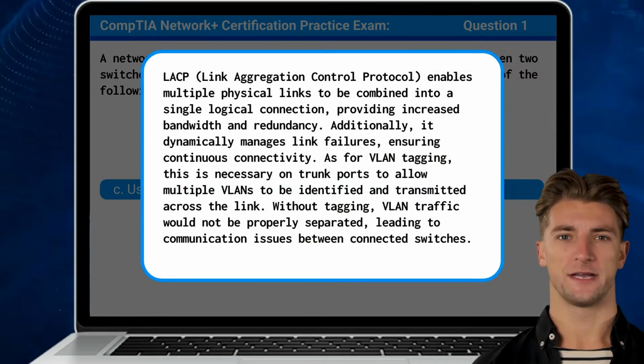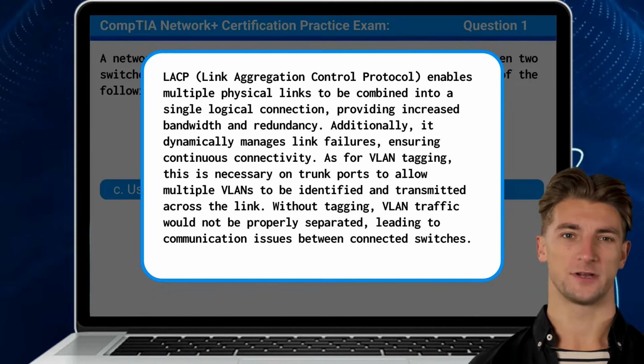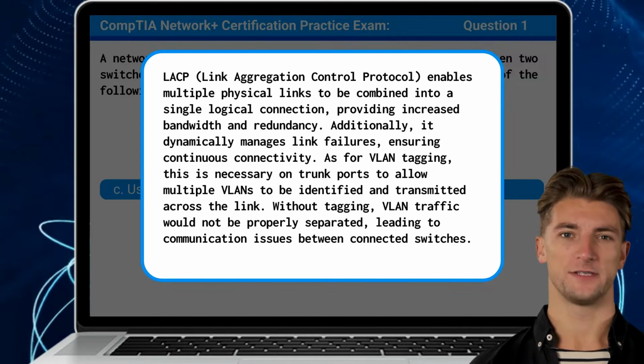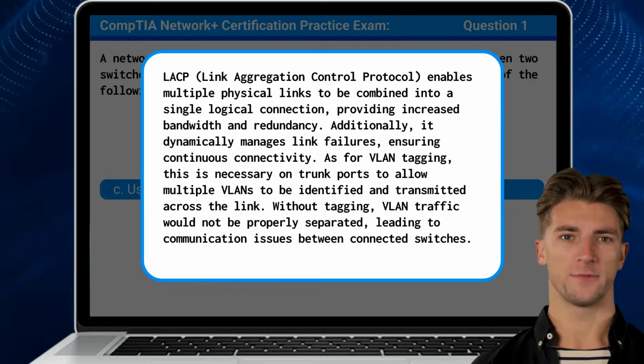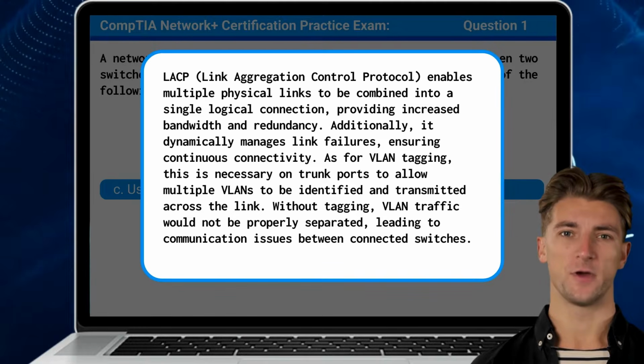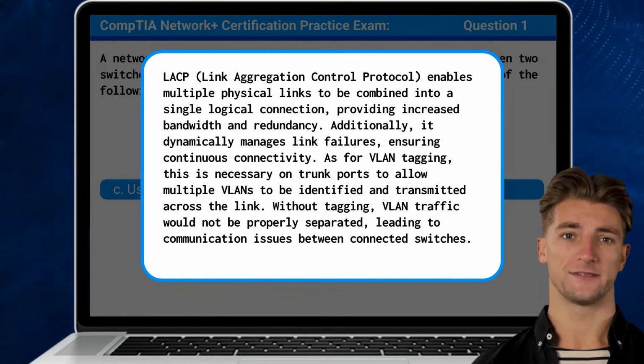LACP, or Link Aggregation Control Protocol, enables multiple physical links to be combined into a single logical connection, providing increased bandwidth and redundancy. Additionally, it dynamically manages link failures, ensuring continuous connectivity. As for VLAN tagging, this is necessary on trunk ports to allow multiple VLANs to be identified and transmitted across the link. Without tagging, VLAN traffic would not be properly separated, leading to communication issues between connected switches.